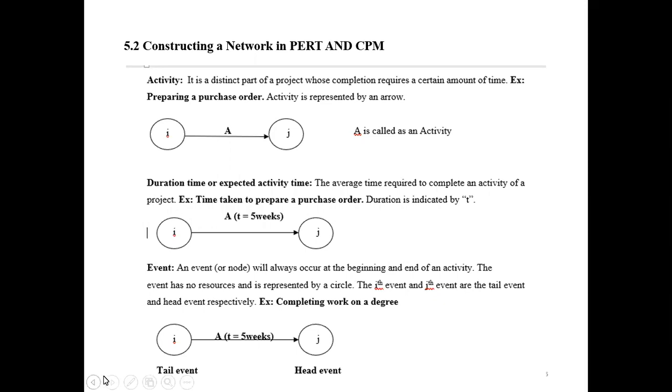Likewise, I have already mentioned the event. Any event or node is indicated by a circle. It will always occur at the very beginning and the end of an activity. That means any project will start from one event and end with one event. Then only can we monitor the project.